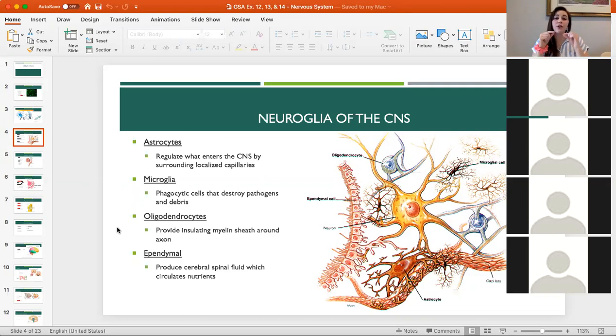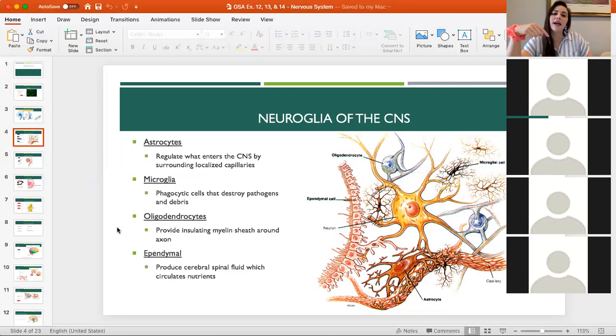And so those are going to regulate what's going to come into the central nervous system, okay? Because in our capillaries, they allow for a lot of diffusion of different nutrients, different molecules, things like that, okay? So our astrocytes are going to be located there in those capillaries to allow for better nutrient exchange.